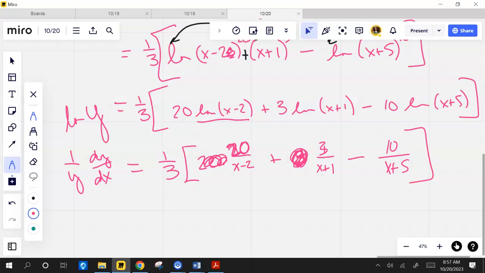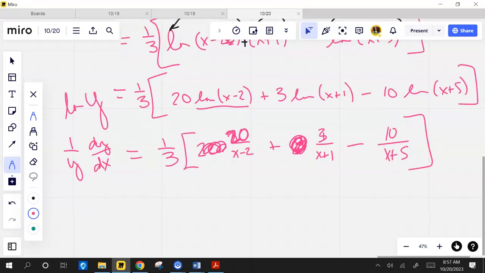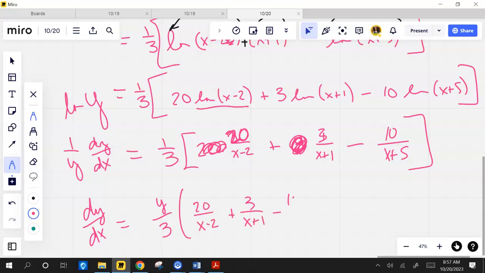Solve it for dy dx. No, we're not even doing all that. This is one we're going to leave. Just multiply by y. So now I have dy dx equals y over 3 times 20 over x minus 2 plus 3 over x plus 1 minus 10 over x plus 5. I don't want to leave y in there, remember. I never want to leave y in there, so what do we do? Well, it was 1/3 if I multiply both sides by y.